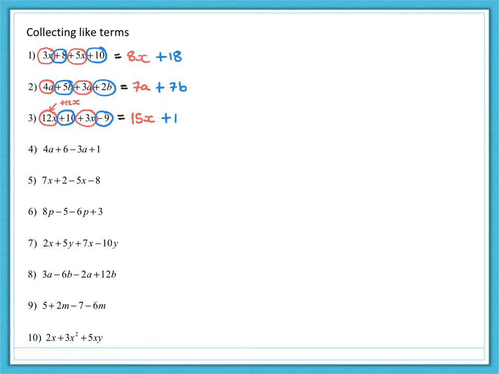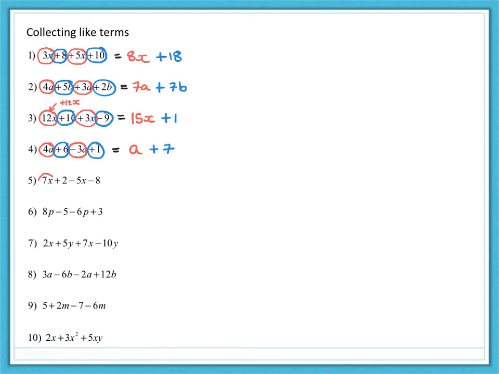Let's try this on question 4. I'm going to circle 4a and minus 3a, and I'm going to circle positive 6 and positive 1. Now, 4a minus 3a gives me a single a, and I won't write 1a, I'm going to write a. Now, 6 plus a 1 gives me a plus 7. Here is my answer. And I'm collecting my like terms to simplify the more complex expression on the left to the simpler expression on the right.